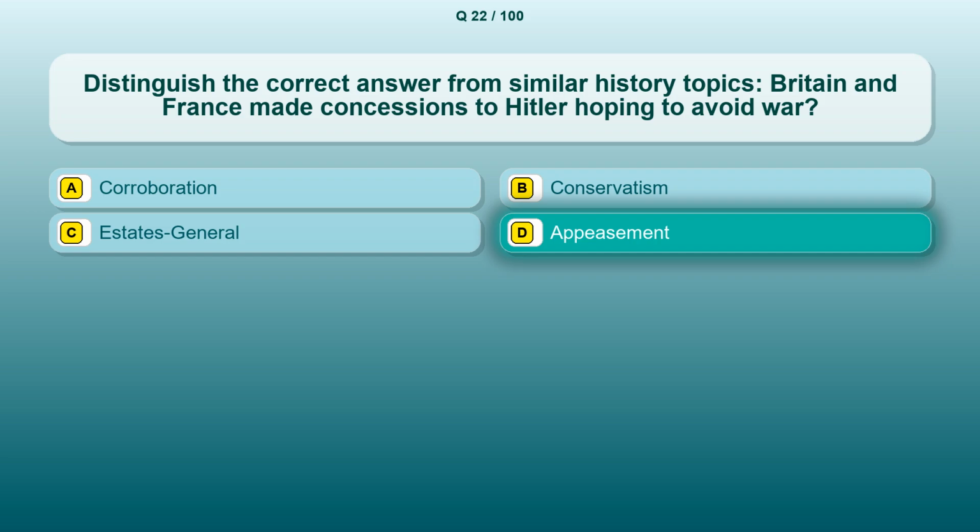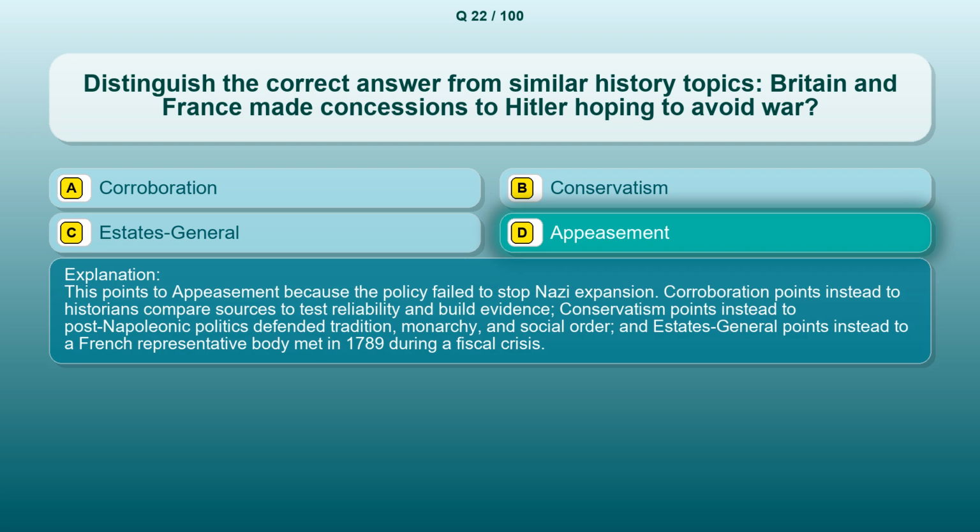The correct answer is option D, appeasement. This points to appeasement because the policy failed to stop Nazi expansion. Corroboration points instead to historians compare sources to test reliability and build evidence. Conservatism points instead to post-Napoleonic politics defended tradition, monarchy, and social order, and estates-general points instead to a French representative body met in 1789 during a fiscal crisis.